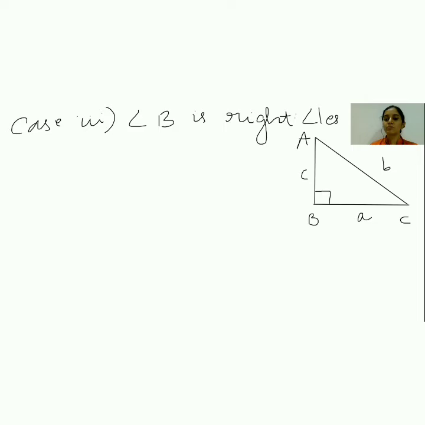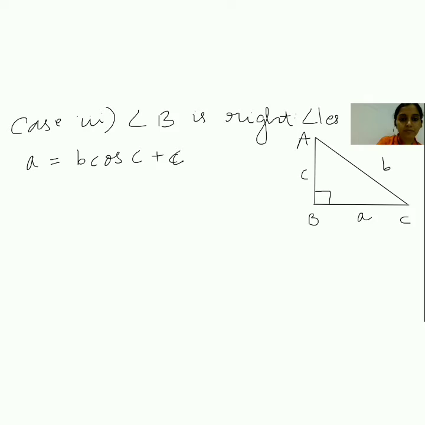Now, what will be the projection of AB on BC? It will be AB only, right? And the projection of AC on BC will be BC only. So you don't have to write that. Okay, how will we prove this then? What do we have to prove? A is equal to B cos C plus C cos B. So we'll just use a different method for proving this.